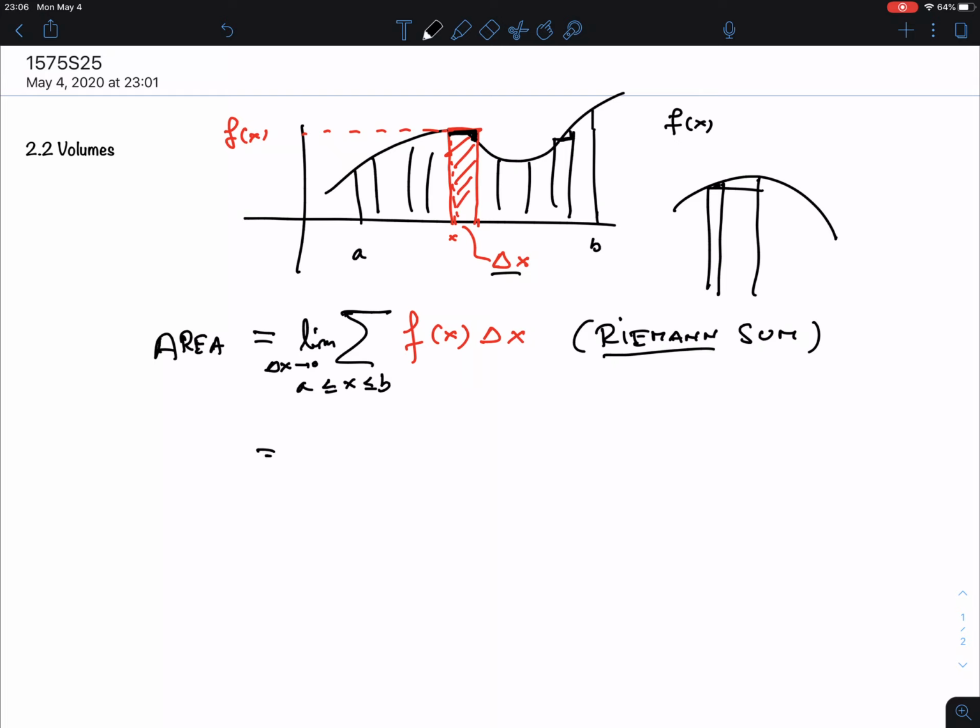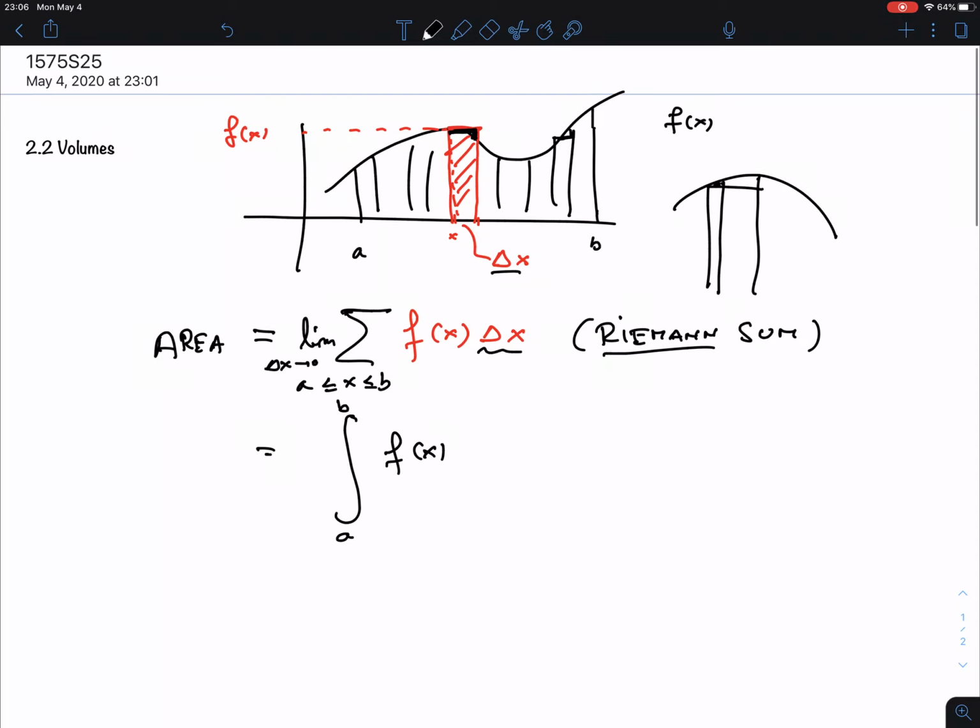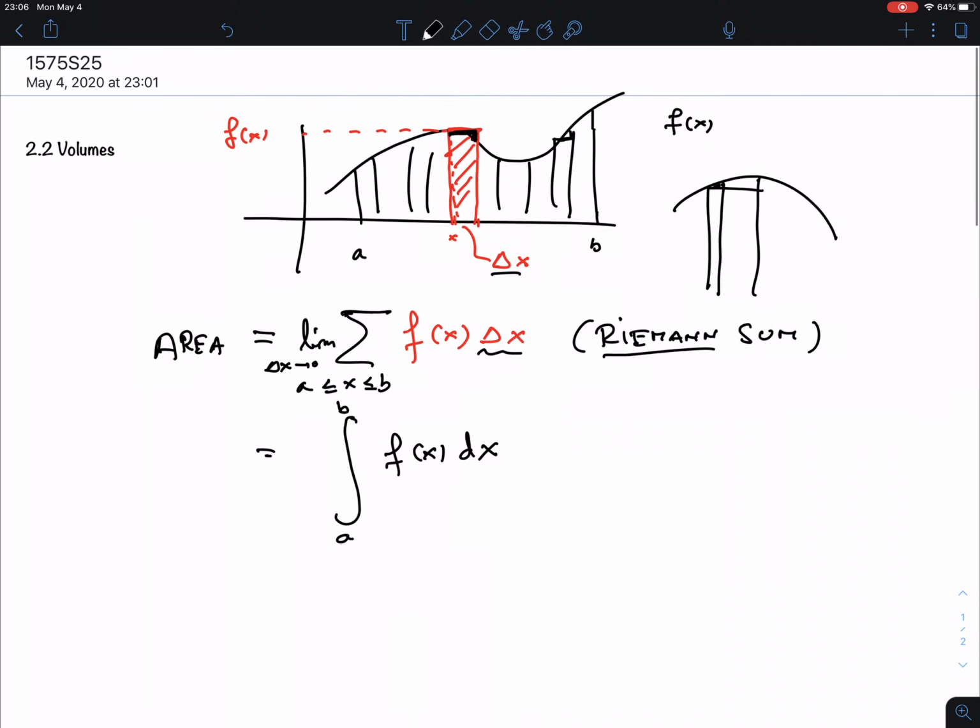And we had a notation for that. We said, okay, if you take the limit, this sigma becomes an elongated S. This a and b become the endpoints here. We have this f of x, and also this delta x, this width, becomes something that we call dx, an infinitesimal. Okay, so that's how we went for areas. Okay, so what we want to do now is basically a little bit the same.